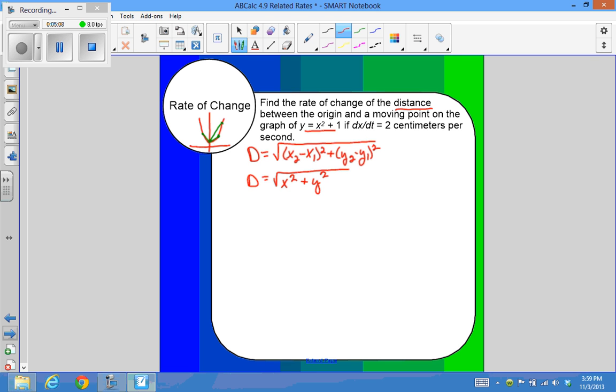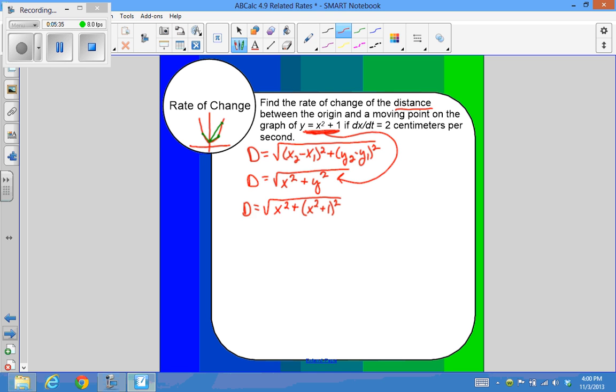However, what I know is from right up here, y equals x squared plus 1. And I'm going to plug that in right there. So my distance then is going to be the square root of x squared plus, and in place of y, I have x squared plus 1 squared. Now that it's all in terms of x, my dx/dt is going to work great.